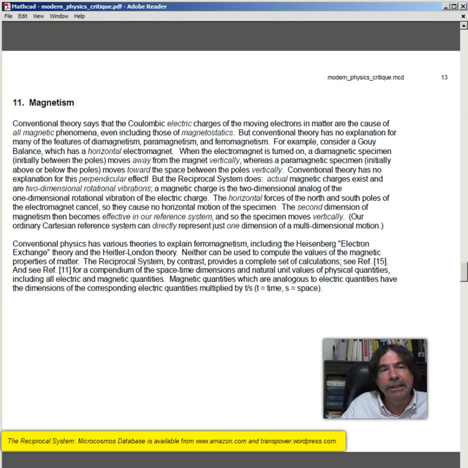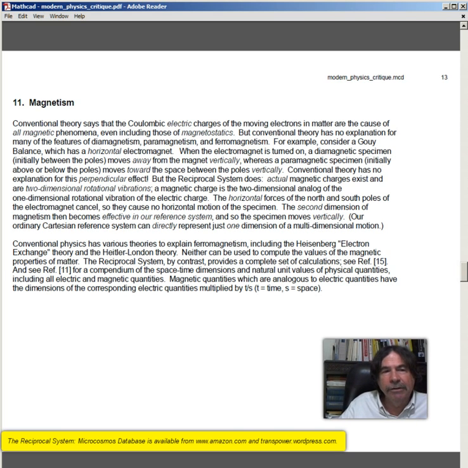Conventional theory has no explanation for this perpendicular effect, but the reciprocal system does. Actual magnetic charges exist and are two-dimensional rotational vibrations. A magnetic charge is the two-dimensional analog of the one-dimensional rotational vibration of the electric charge. The horizontal forces of the north and south poles of the electromagnet cancel, so they cause no horizontal motion of the specimen. The second dimension of magnetism then becomes effective in our reference system, and so the specimen moves vertically. Our ordinary Cartesian reference system can directly represent just one dimension of a multidimensional motion.